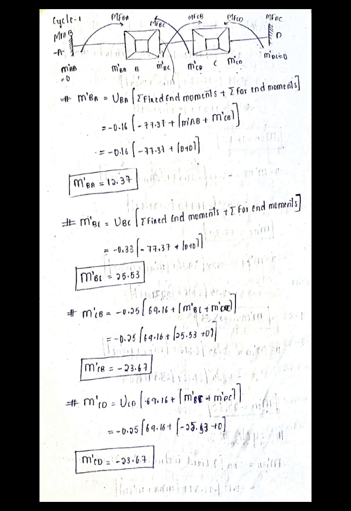M dash CD equal to UCD into sigma fixed end moments plus sigma far end moments. Sigma fixed end moments means MFCB plus MFCD. Sigma far end moments means M dash BC plus M dash DC. M dash DC is 0. So we got M dash CD here. So the first cycle is over. Whenever we calculate the M dash values, as soon as we calculate them, we need to write them under the table.